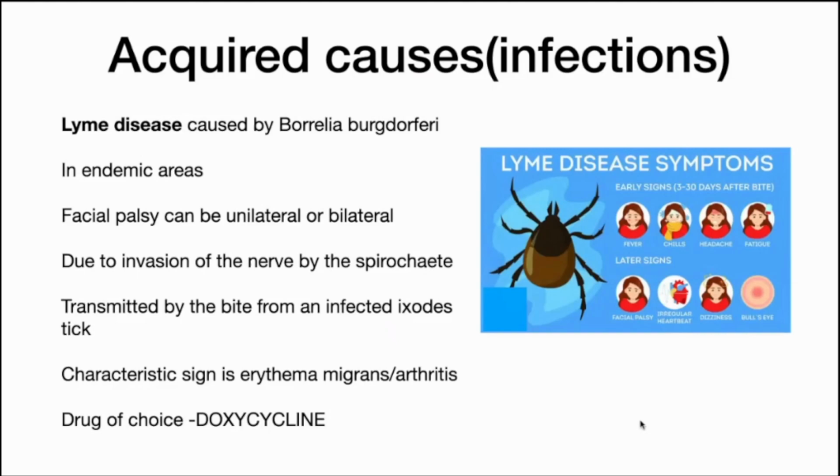Among infectious causes, a very important cause is Lyme disease, which is seen in endemic areas. This is a very common disease, very endemic in the United States of America. It is caused by a spirochete called Borrelia burgdorferi. Facial palsy can be unilateral or bilateral. It is due to the invasion of the nerve by the spirochete, and it is transmitted by the bite of an infected Ixodes tick. The characteristic sign is erythema migrans or arthritis, and the drug of choice is doxycycline.